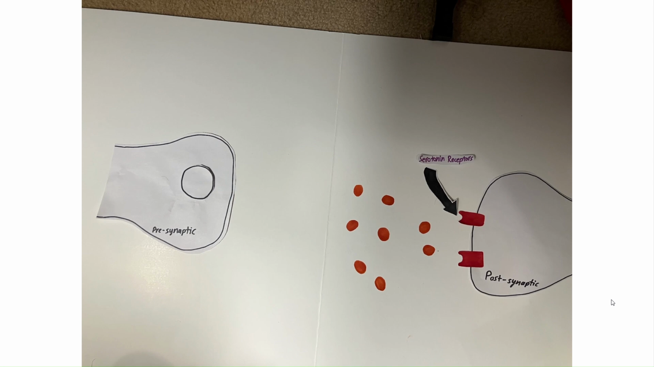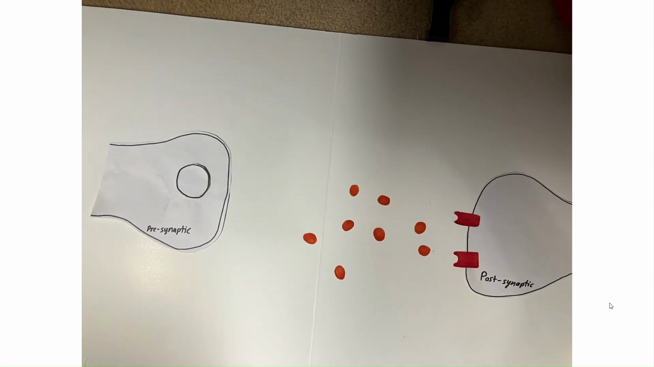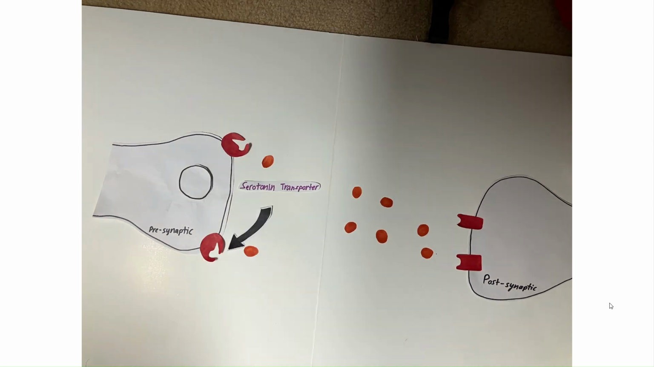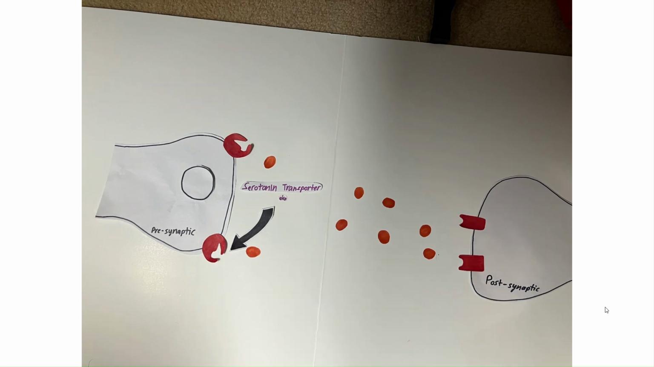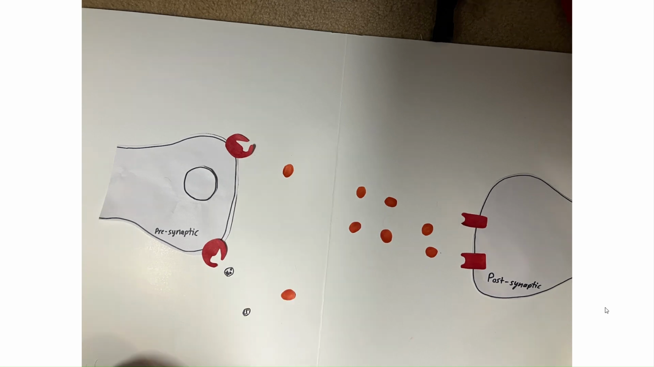From here, the serotonin binds to serotonin receptors in the postsynaptic membrane, which can be ligand-gated ion channels or G-coupled protein receptors. Once the serotonin dissociates from the serotonin receptor, it is released back into the synaptic cleft, where reuptake occurs. In reuptake, serotonin is removed from the synaptic cleft by the serotonin transporter, or SERT, which is a transport protein found in the presynaptic membrane.